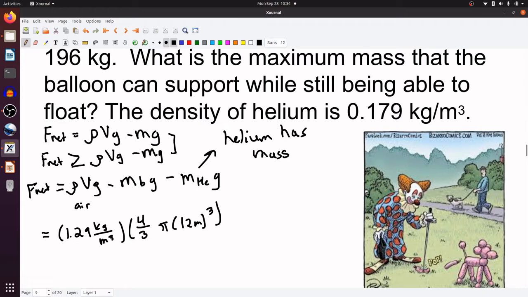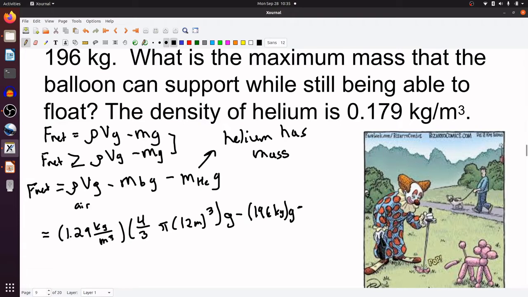So that's rho v g, where g is going to be 9.8. I'm just going to put a g in here because I'm going to run out of room, and I just realized that. Sorry about that. Minus the mass of the balloon and setup, 196 kilograms, times g. Okay, here's the issue. We don't know the mass of the helium.